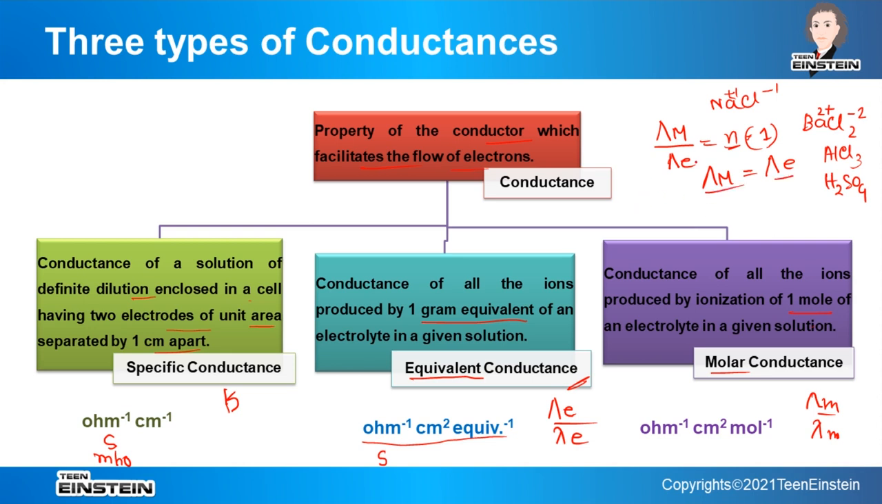So obviously, in case of AlCl3, suppose this value is 3, that means lambda m will be greater than lambda e. So molar conductance will be higher than equivalent conductance. But if the n value is 1, that is for NaCl or KCl or KOH, NaOH, then these two will be the same value. Equivalent conductance and molar conductance are both the same. And look at the unit. These two units are actually the same, only here we have equivalent, but in this case it is mole inverse. That is the only difference.